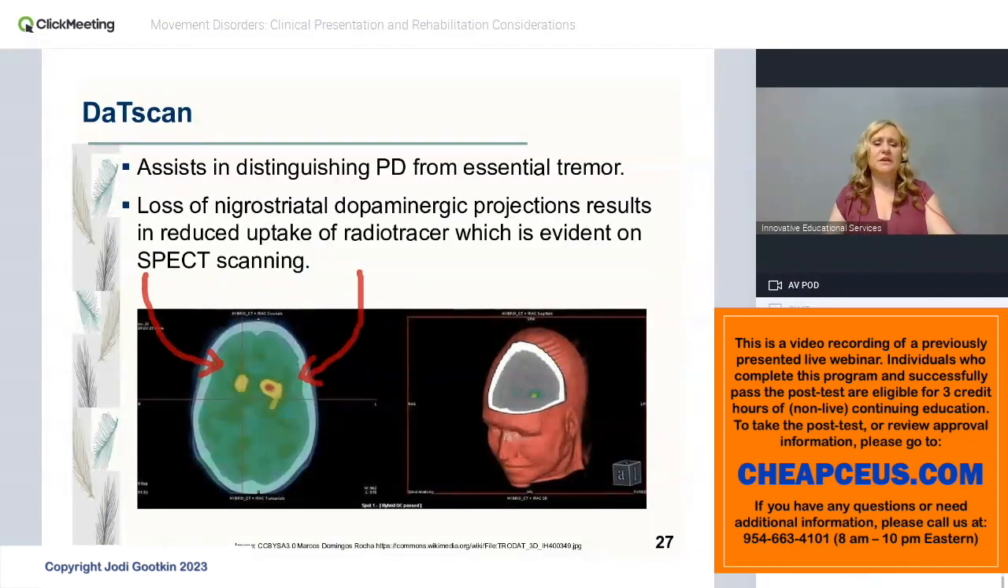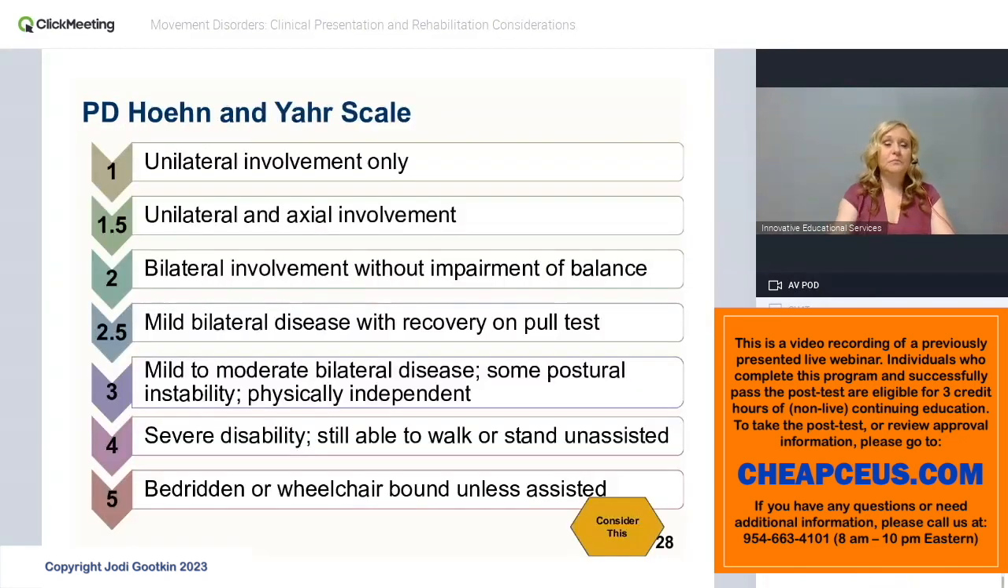I just wanted to put that in there in case you do see more of those scans coming or you have the opportunity to see one yourself. What's used more commonly is a traditional diagnostic scale based on clinical assessment measures. The Hoehn-Yahr scale is very simple. It was originally introduced back in the late 1960s. It's since been updated as needed.